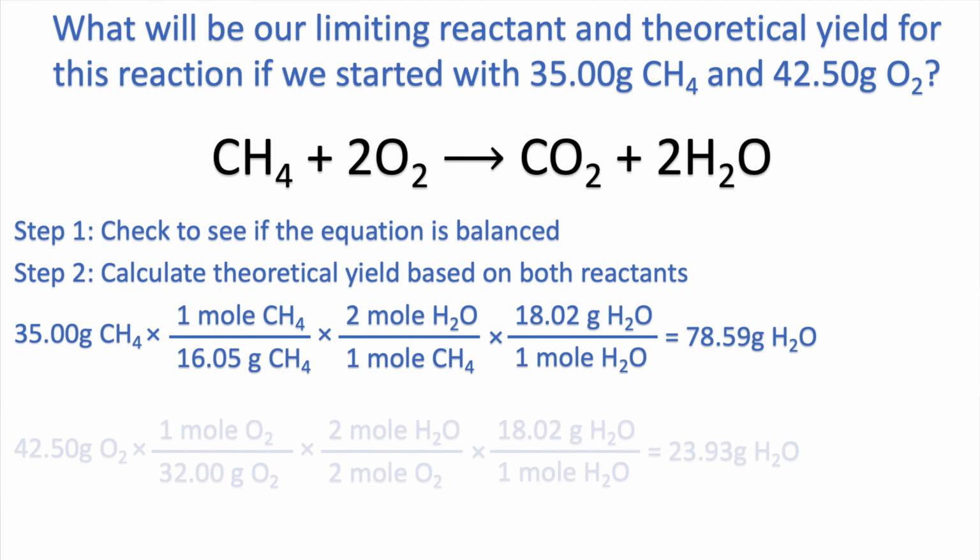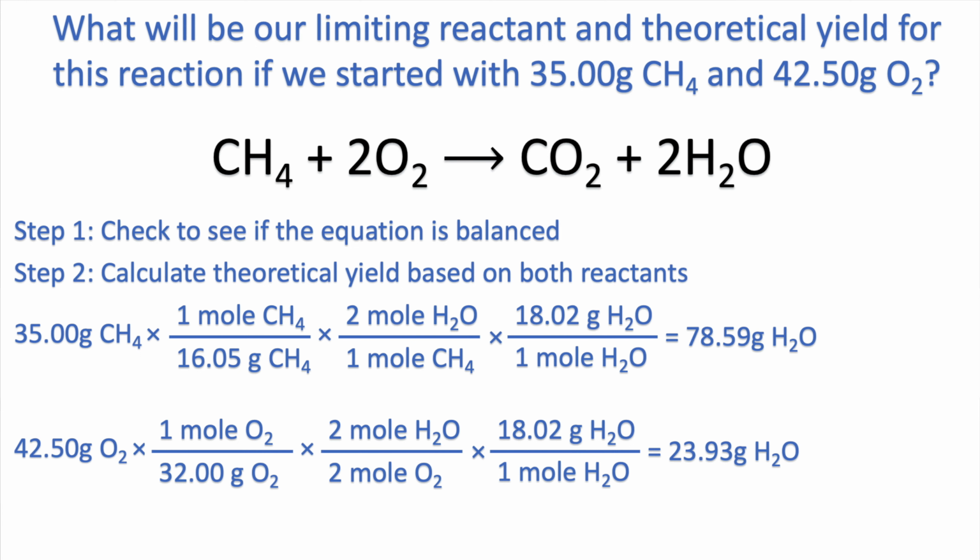Now we need to do a similar calculation, this time starting with the mass of oxygen gas. We divide by the molar mass of oxygen to convert to moles of oxygen gas. Next, we use the ratio of coefficients in our balanced equation, which is 2 moles of oxygen to 2 moles of water produced. Finally, we use the molar mass of water again to find the mass of water produced. When we perform this calculation, we see that it would produce 23.93 grams of water.